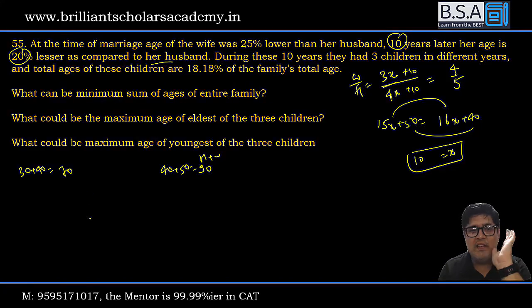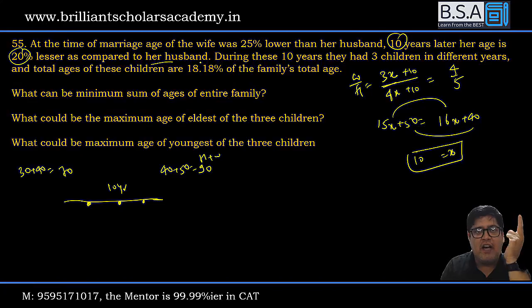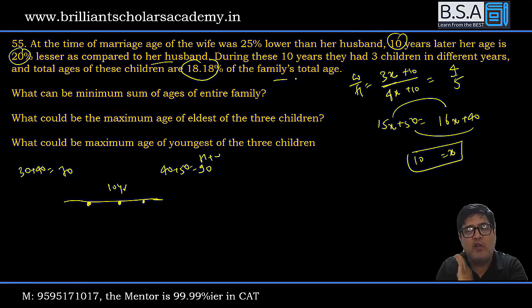During these 10 years, there's a line. This line is worth 10 years. This line is a complete 10 years. There are 3 children born. Child 1, child 2, child 3. When is it happening? Which year? We do not know. But now, after these 10 years, the total ages of these children are 18.18% of the total family's age.